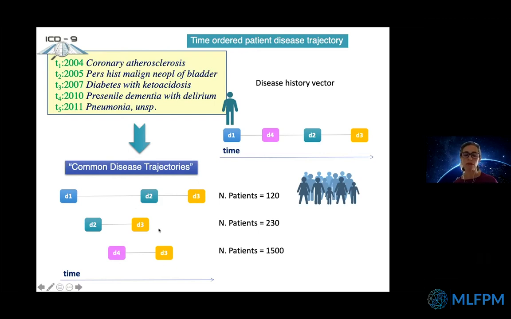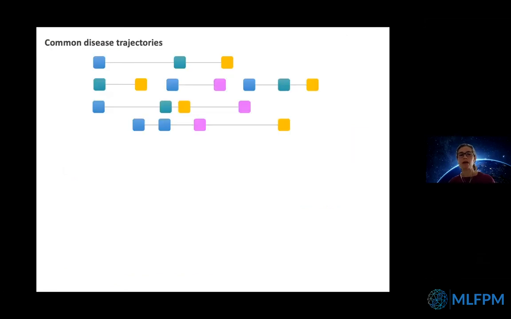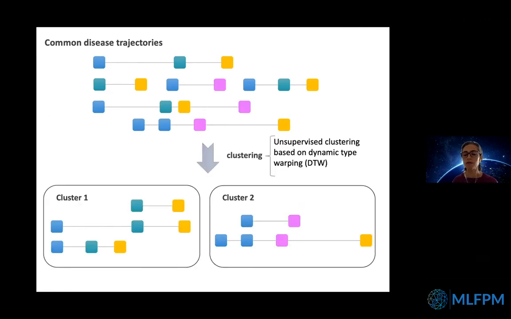So if we perform this procedure for all our database, we will end up with a collection of trajectories. And the next step then is, can we identify common patterns in our population? And for that, we present a clustering algorithm based on the dynamic time warping approach that allows us to identify patterns of commonalities between our data, our disease trajectories, and assign them to different clusters.